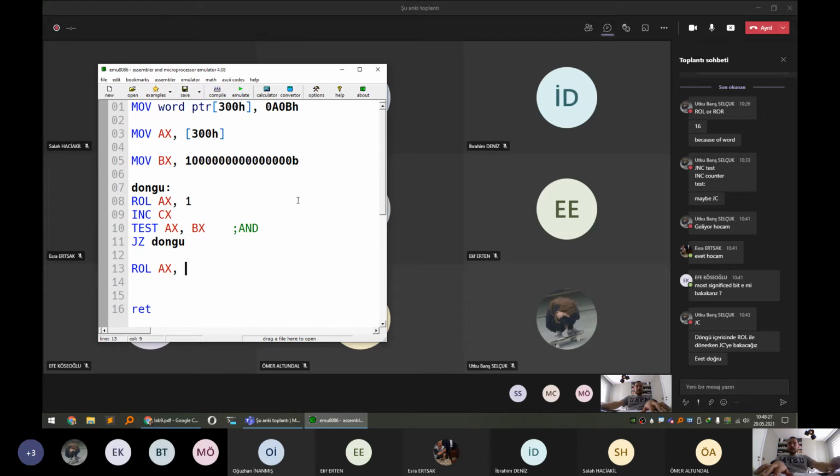How can you understand if a number is greater than another number? Please remember, we are comparing two numbers by using the CMP command. We are checking the AX value with what? With 100H. Because of using the A value, I need to put 0 at the beginning.